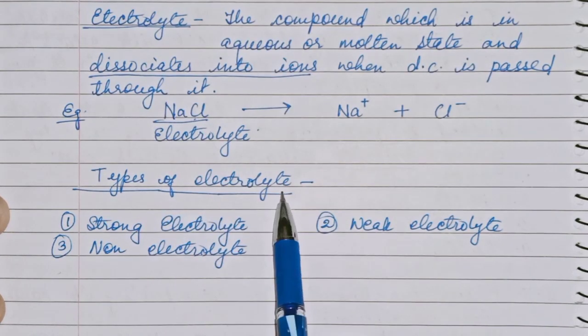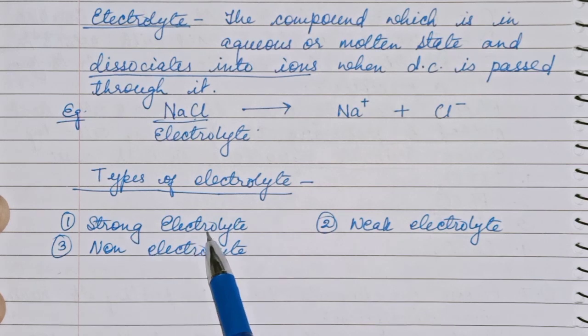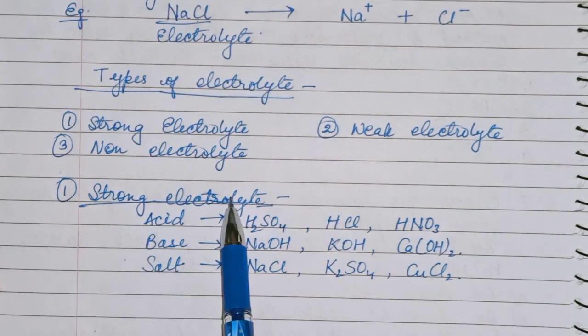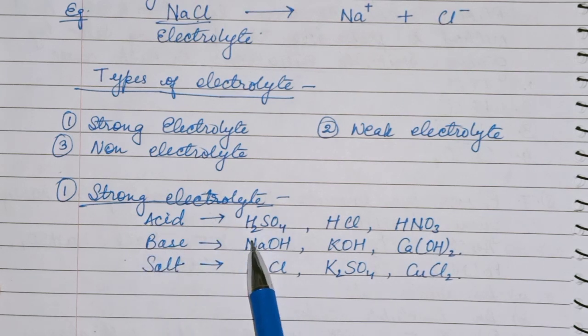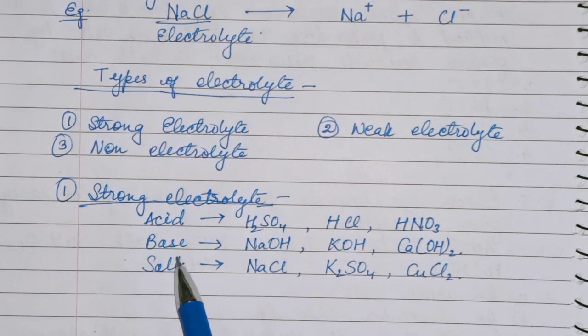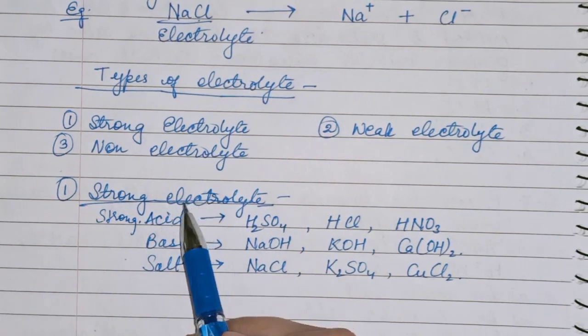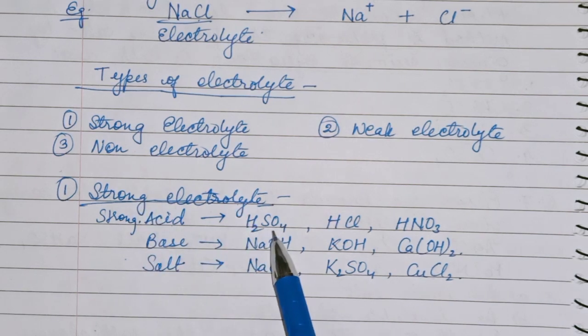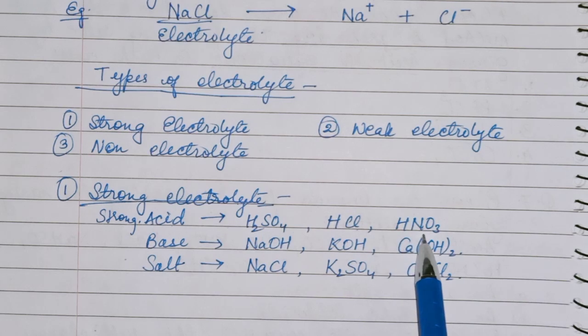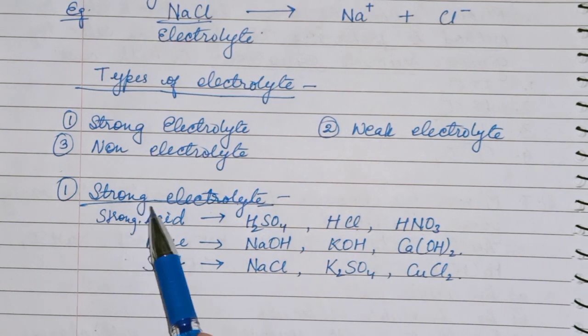Now, types of electrolyte. There are three types: strong electrolyte, weak electrolyte, and non-electrolyte. We will discuss strong electrolyte first. A strong electrolyte is a compound which may come from an acid, base or salt. If it is a strong acid, it will act as a strong electrolyte, that means it will dissociate into its ions when electric current is passed. Strong electrolytes are H2SO4, HCl and HNO3. These are strong acids.